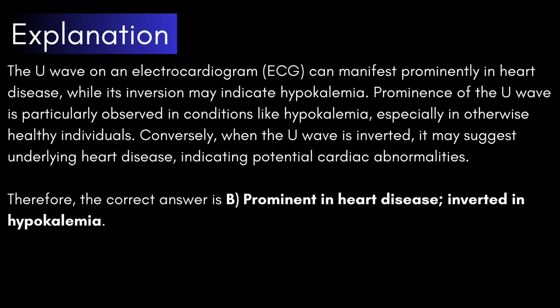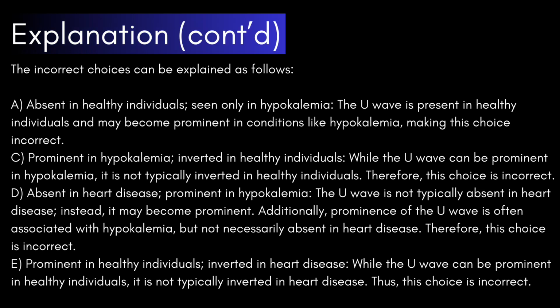All right, let's go ahead and see why the other answer choices are incorrect. The incorrect choices can be explained as follows. A, absent in healthy individuals, seen only in hypokalemia. The U wave is present in healthy individuals and may become prominent in conditions like hypokalemia, making this choice incorrect. C, prominent in hypokalemia, inverted in healthy individuals. While the U wave can be prominent in hypokalemia, it is not typically inverted in healthy individuals. Therefore, this choice is incorrect.